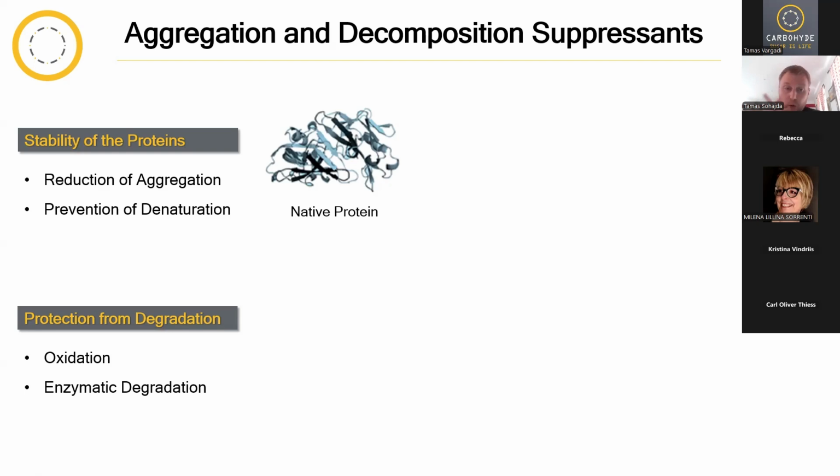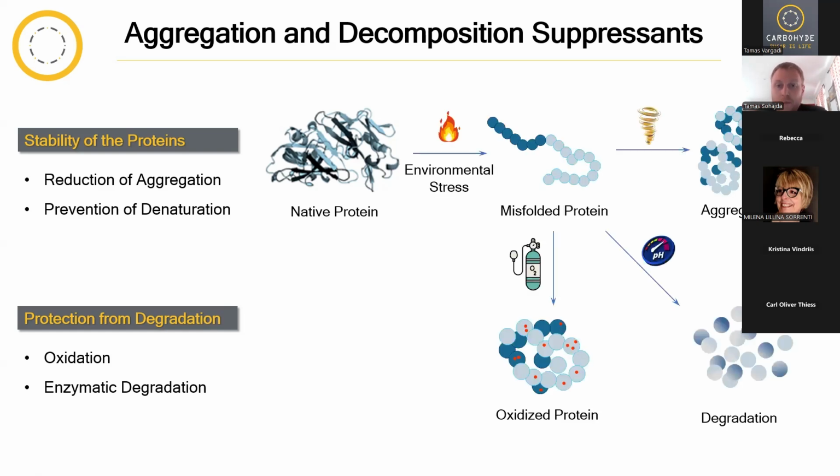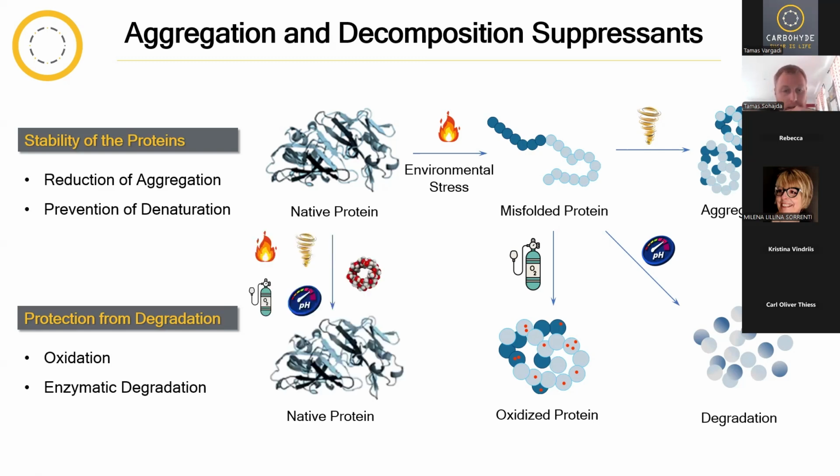So stability of proteins is, of course, a very big issue, because proteins tend to aggregate, and they can also denature or suffer certain enzymatic degradation or oxidation. And this can be, of course, caused by different types of environmental stress or changes in the circumstances. Cyclodextrins were shown to be preventive in most of these cases.